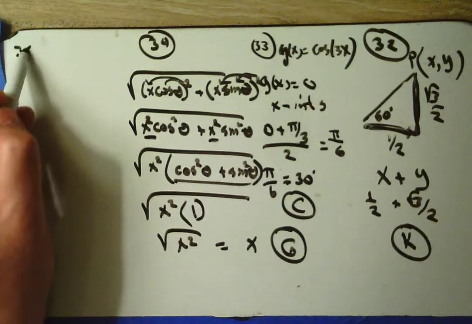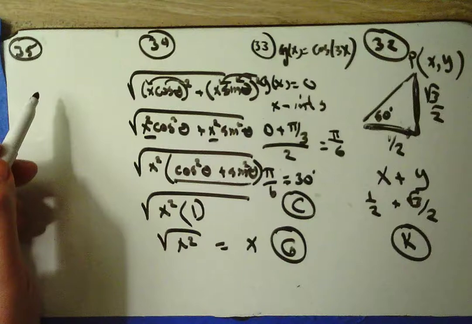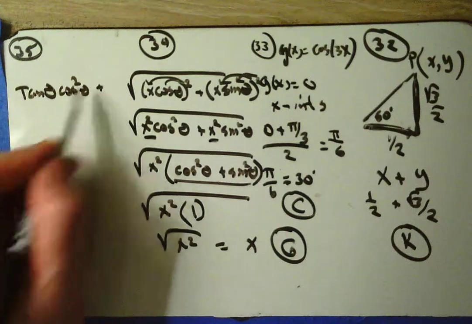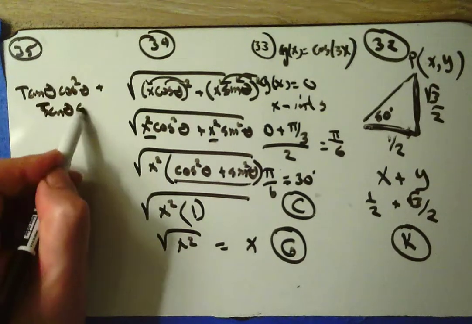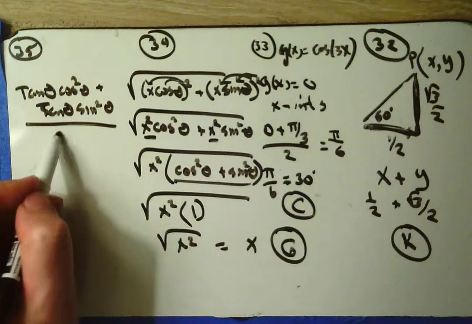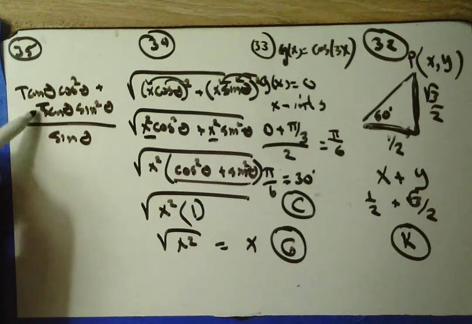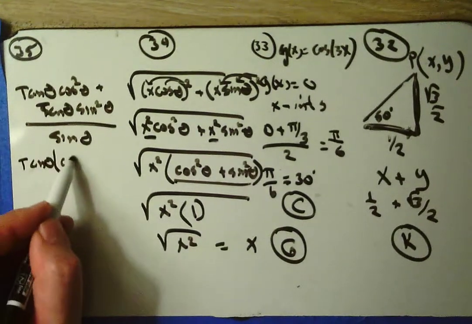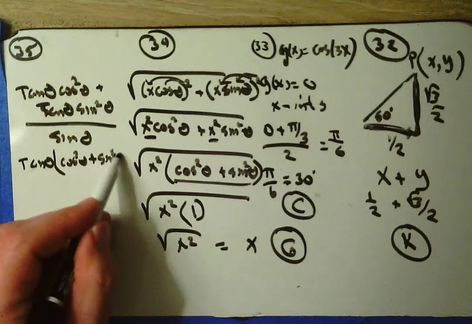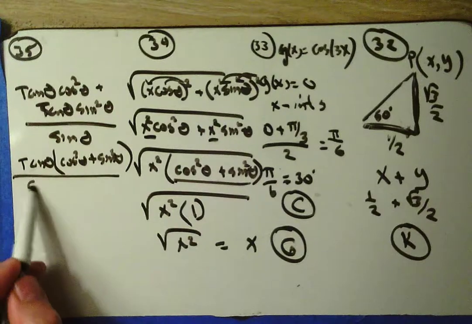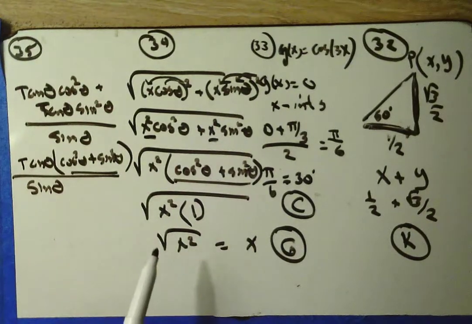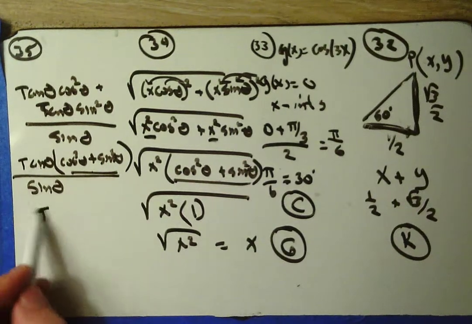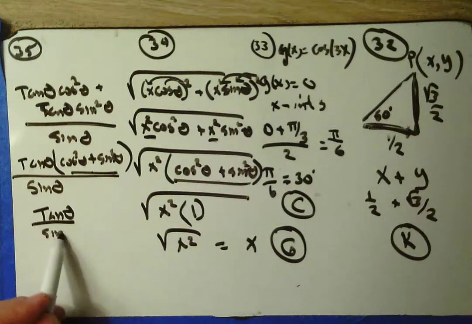And the last problem, 35, which of the values is equivalent to tangent theta cosine squared theta plus tangent theta sine squared theta all over sine theta? Well, I notice I can pull a tangent out of each of these two, and I'll have cosine squared theta plus sine squared theta. And we just said a moment ago that cosine squared plus sine squared was a Pythagorean identity equal to 1. So this is 1 times tangent, or tangent theta over sine theta.